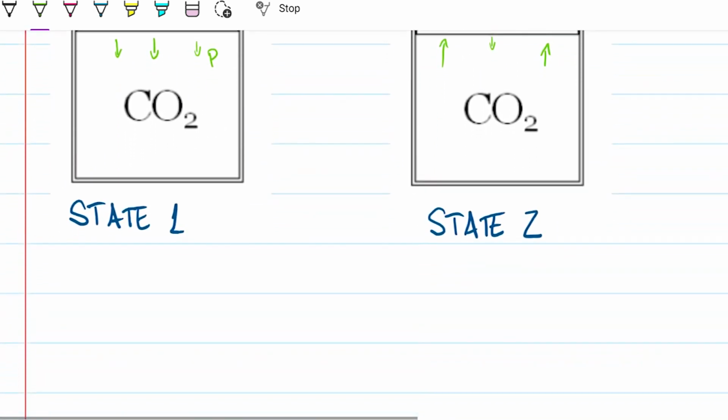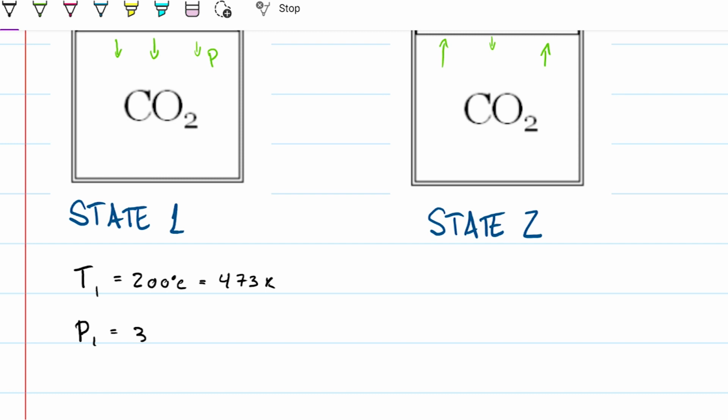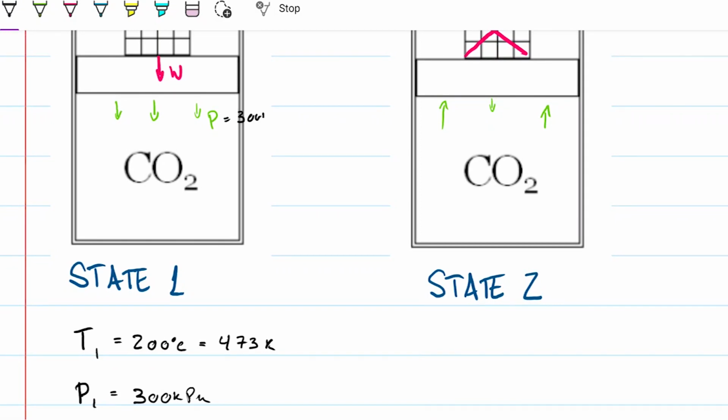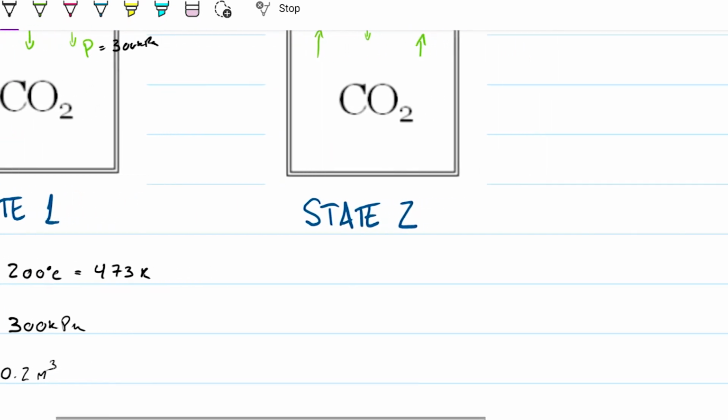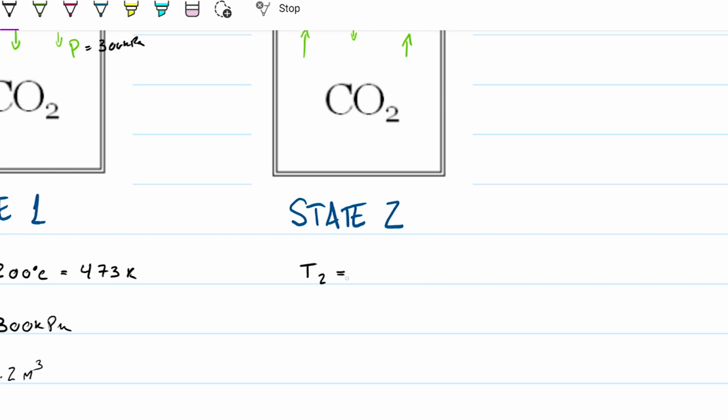Okay, so on state 1, what do we know? We know that temperature T1 is 200 degrees Celsius, or 473 Kelvin. We know our pressure P1 is 300 kilopascals, the sum of the pressures acting on the CO2. And I know the volume V1 is 0.2 meters cubed. What about T2? T2, I happen to know, is 100 degrees Celsius, or 373 Kelvin.